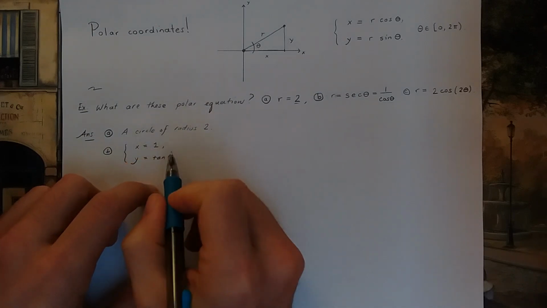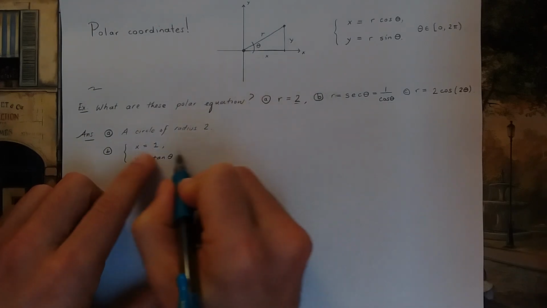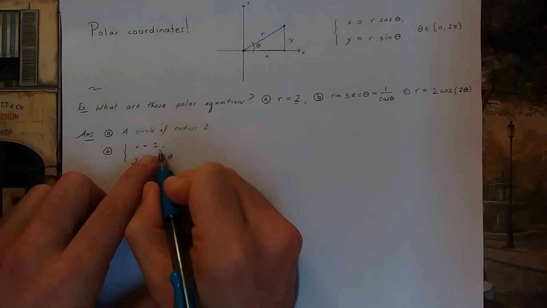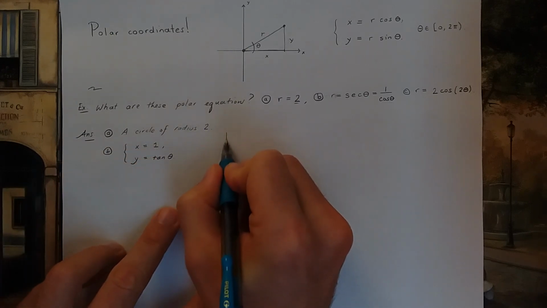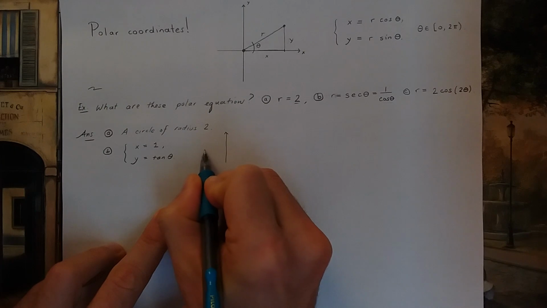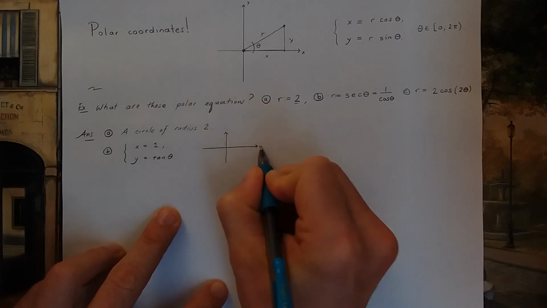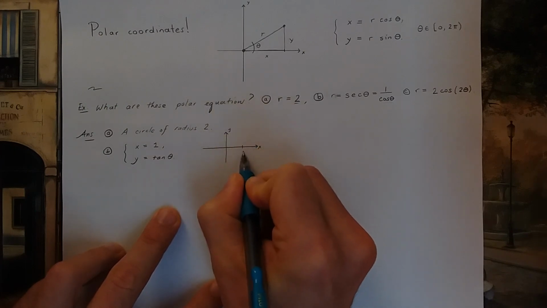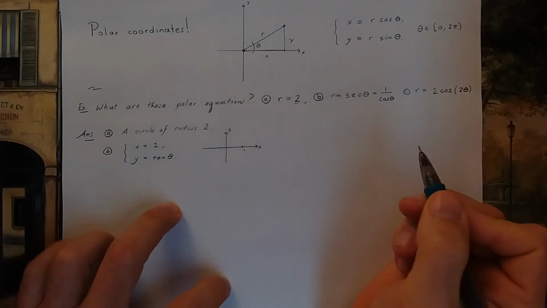So what does this describe in parametric equations? It says that the x value of your parametric equation always has to equal 1. So here's my xy axes. There's the x value, x equals 1.